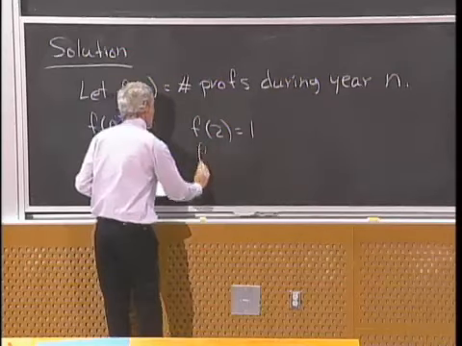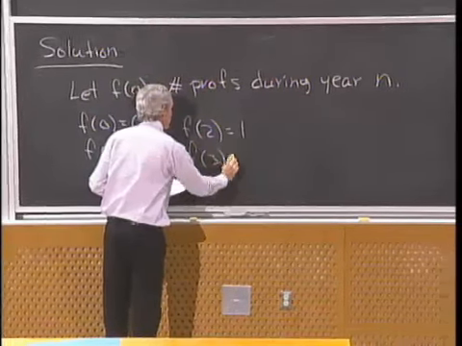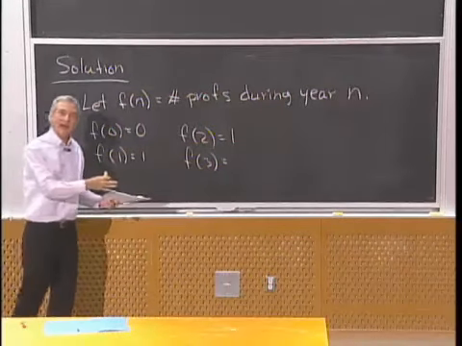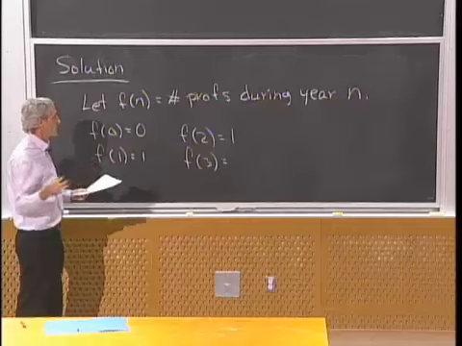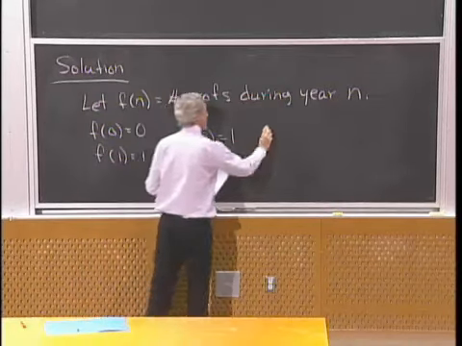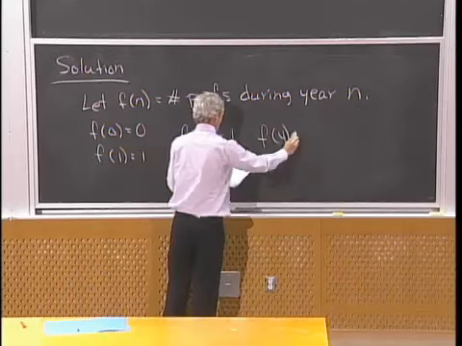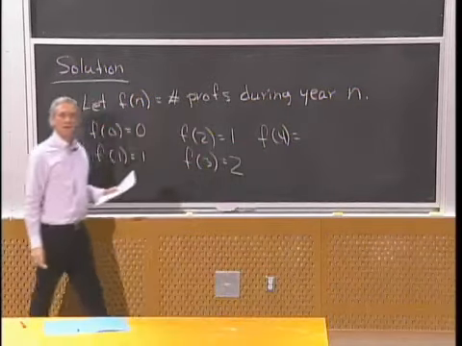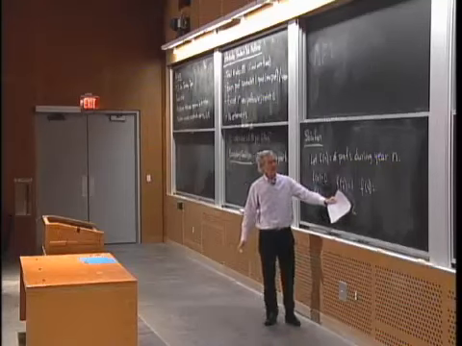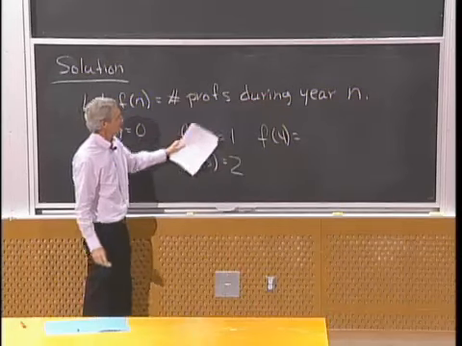What is f of 3? How many profs are there in year 3? 2, the one you had, and by that point, that one is old enough to produce a new one. All right, what's f of 4? 3, the 2 you had, and there was one who's been there 2 years to produce a new one.